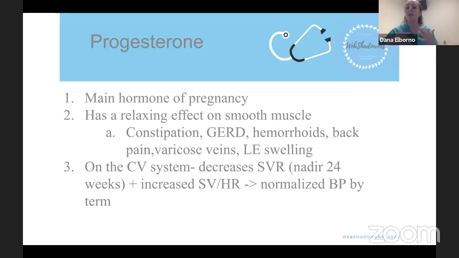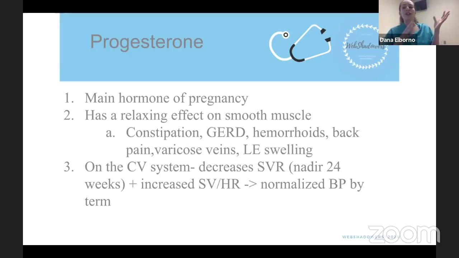So your circulating blood volume is increased by about 1.5 liters in pregnancy. So that increases your stroke volume from your heart, which maintains your cardiac output in pregnancy. So despite the relaxation on the vascular beds, the increase in volume and increase in heart rate are maintaining your cardiac output.